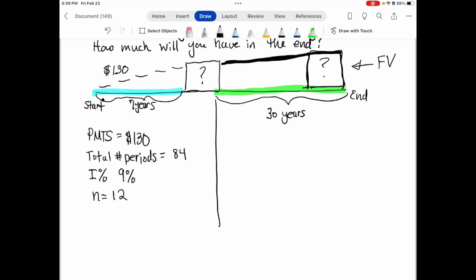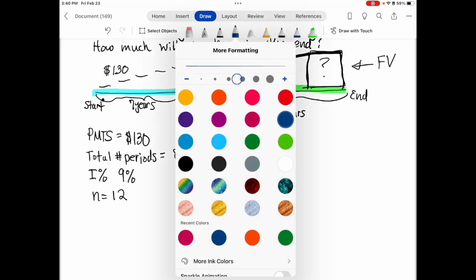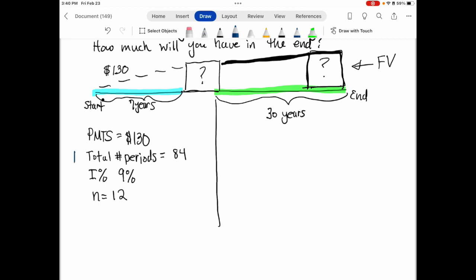If you're using your TVM solver for this, just remember that this would be your big N, and this would be your PY and CY. Also, if you're using technology to solve this, you have to remember to put a negative in front of the 130, because that money is leaving your person. If you're going to use a formula, then you don't need to put that negative in.